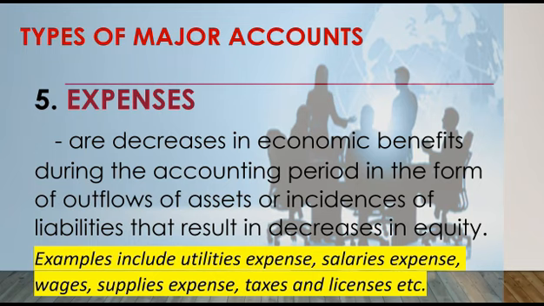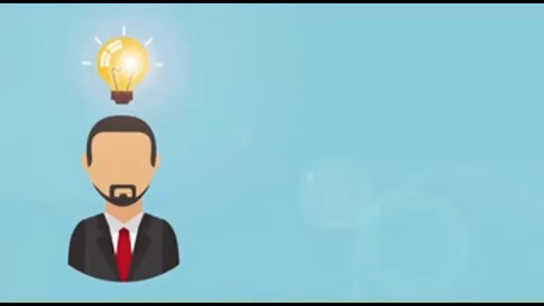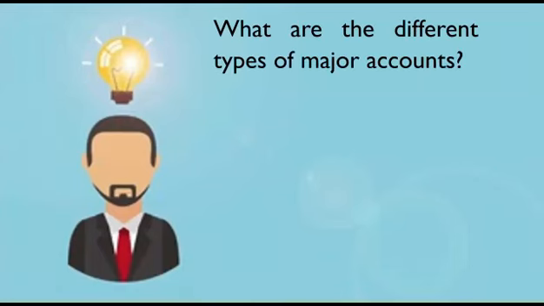Okay? Remember, class, wages or the salaries of your employees refers to the cost incurred associated with the services rendered normally by the contractual or the temporary employees or your workers. Okay? Those are the 5 major accounts, class. Now, my question is, what are the different types of major accounts that we discussed a while ago? Anyone who can identify or who can give his or her answer? What are the different types of major accounts?